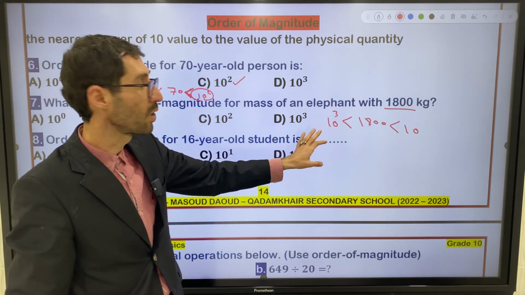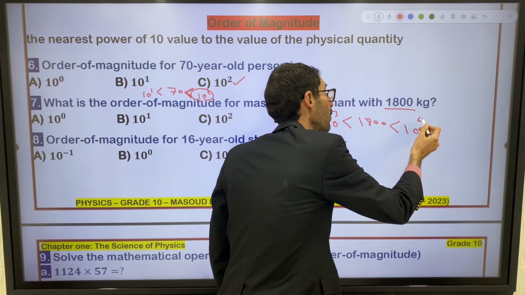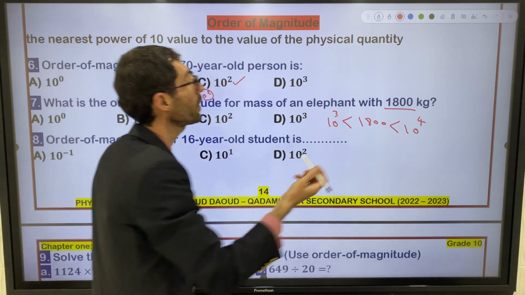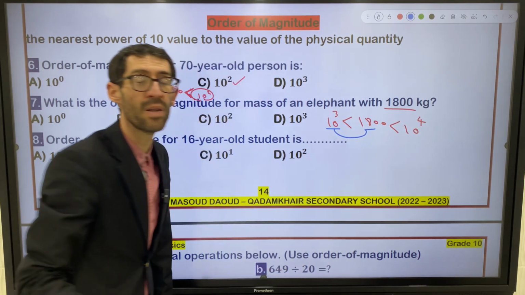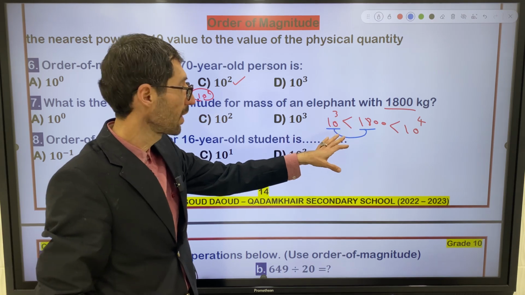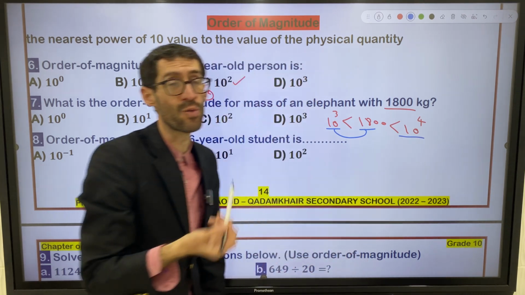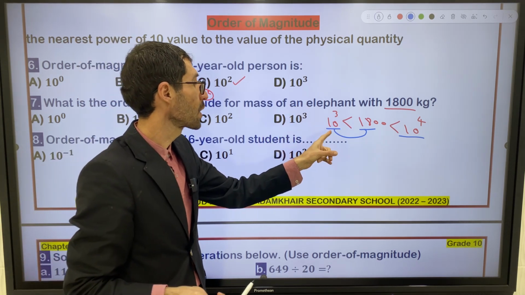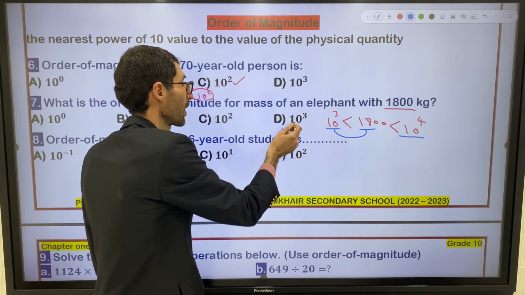1,800 is greater than 10 to the power 3, which means it's greater than 1,000. But it's less than what? It's less than 10 to the power 4, which means it's less than 10,000. I'm sure you know the answer right now. So which power is nearer to 1,800? Is 10 to the power 3 nearer to 1,800, or 10 to the power 4? 10 to the power 4 means 10,000. Actually, 10 to the power 3 is the closest power of 10, so it becomes the order of magnitude of 1,800.